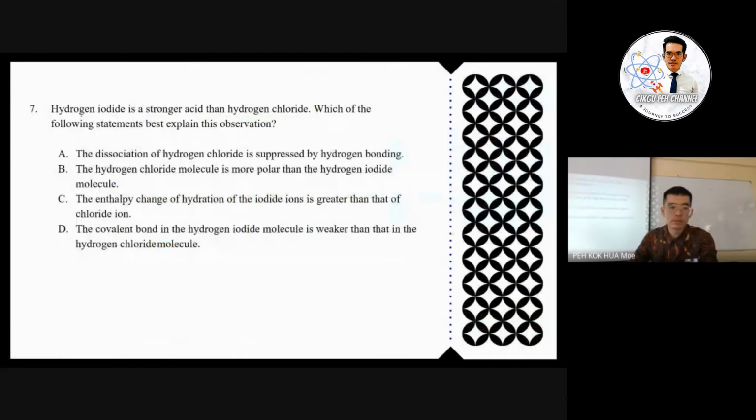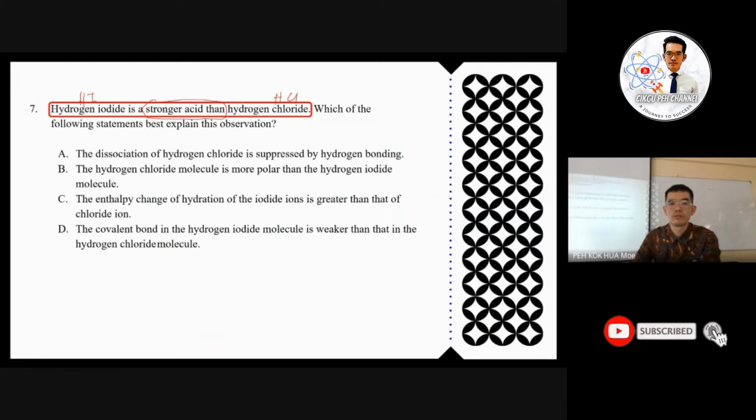Question number 7, hydrogen iodide is a stronger acid than hydrogen chloride. So it will be HI together with HCl. Which of the following statements best explains this observation? If you go through the answers A to D, why will HI be a stronger acid? This is the key question here.